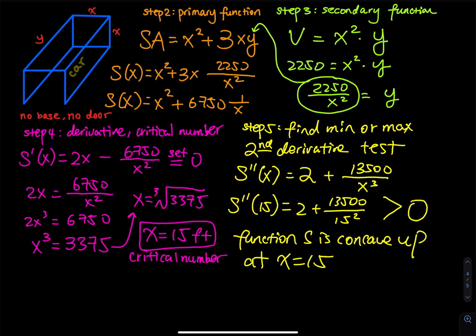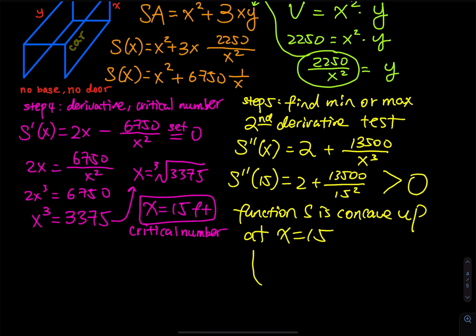Now, give me a picture. What is concave up? This is concave up, right? And then at x equals 15, we have a horizontal tangent line. At this point, is this a min or max? This is called an absolute minimum at x equals 15, right? So when x is equal to 15, we have an absolute minimum.